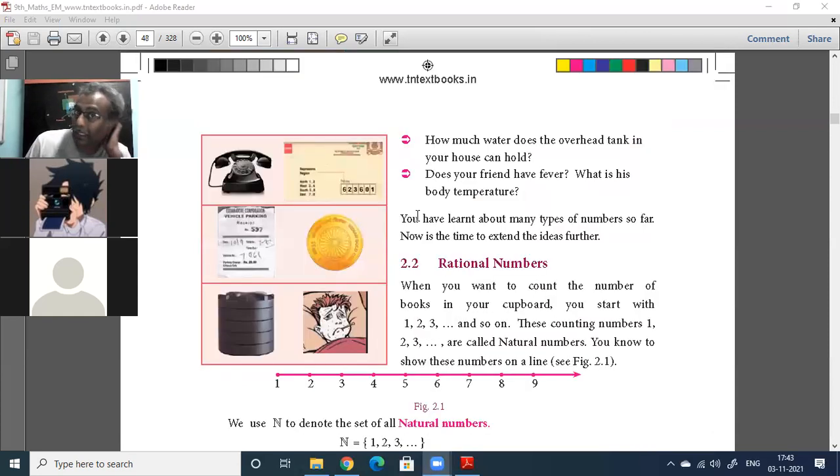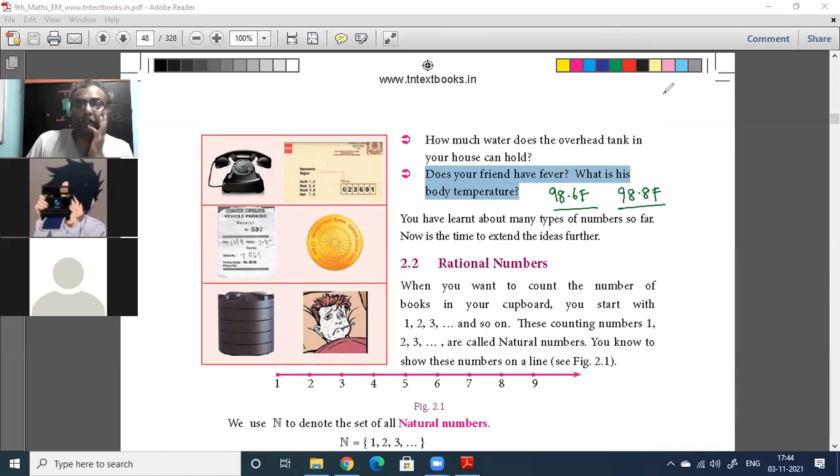How much water does the overhead tank in your house hold? Very big tank. Maybe 1,000 liters, or maybe more. 1,000 liters is very less. A bucket itself will hold 15 liters. It should be around 1,000 liters plus. Somebody's nephew has had fever since yesterday. What is the body temperature? If you are normal, don't have fever, what is the body temperature? 98.6 Fahrenheit, right? Or 98.8. Either 98.6 or 98.8 is the normal body temperature.